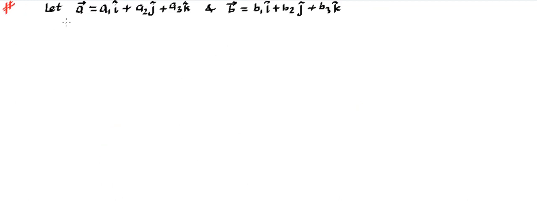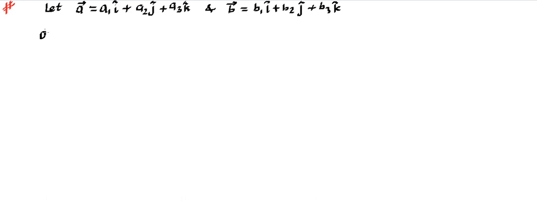Now let's find out how to do the cross product if the 2 vectors are given to us in component form. So let's say vector a has been given as a1 I cap plus a2 j cap plus a3 k cap, and vector b has been given as b1 I cap plus b2 j cap plus b3 k cap. Here a1, a2, a3 are components of vector a along x, y and z direction respectively. Similarly, b1, b2, b3 are the components of vector b along x, y and z direction respectively. And if this format is given to us, we can find the cross product.